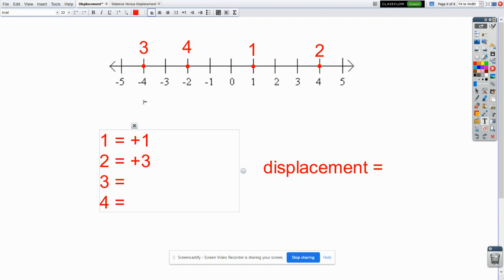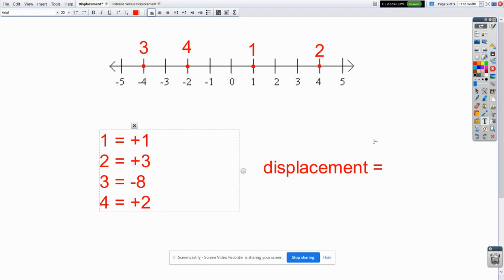Now we're going to go from positive 4 to -4. And again, when we do that calculation, it's where we ended, -4, minus where we started, positive 4. -4 minus positive 4 is -8. And finally, we're going to go from -4 to -2, so it's going to be -2 minus -4. And -2 minus -4 is positive 2.